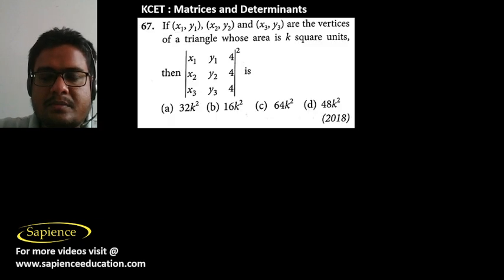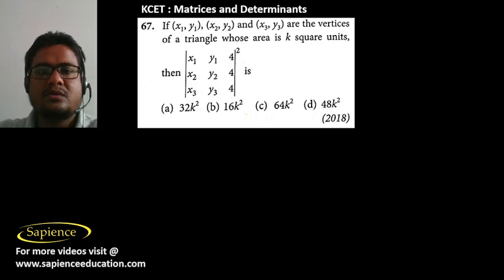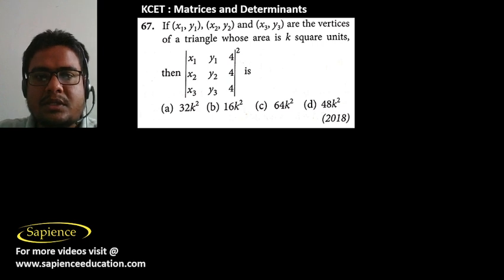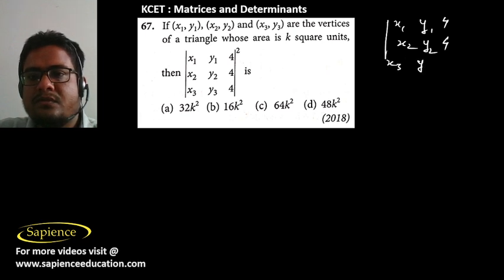So here, question number 67. It is told that if (x1, y1), (x2, y2) and (x3, y3) are the vertices of a triangle, the area is k square units, then what is the value of this? So you have to find the value of the determinant of x1 y1 4, x2 y2 4, x3 y3 4, squared.